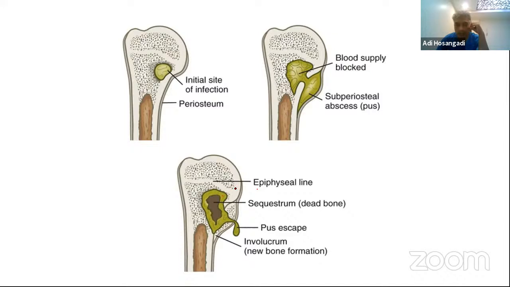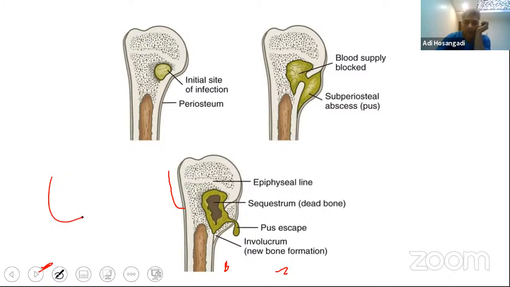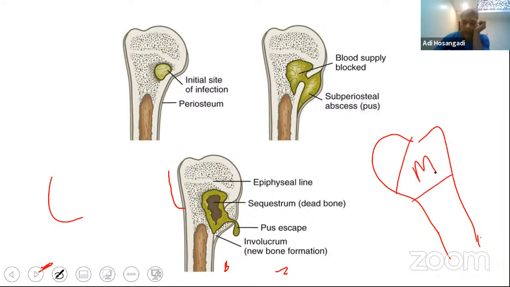most importantly, it doesn't spread into the joint. It doesn't spread into the joint because this growth plate doesn't allow the spread of the pus across the joint. But please understand one thing. If the metaphysis is a part of the joint, okay, I'll explain. Suppose there is a humeral head. This is the epiphysis. This is the metaphysis.